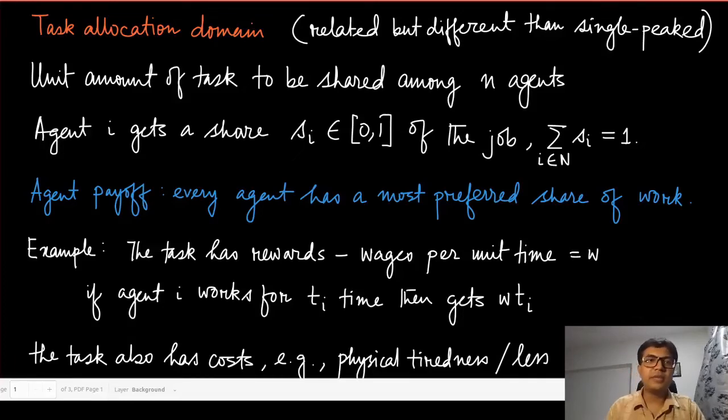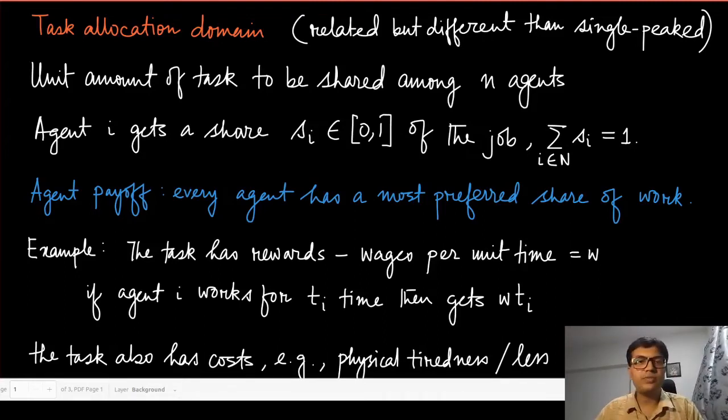Like the single peak preferences, now we are going to look at a different domain restriction, which is quite related to the single peak preferences, but slightly different. This domain is known as the task allocation domain. As the name suggests, we have one task, divisible task in this case, which can be allocated among the n players that we have.